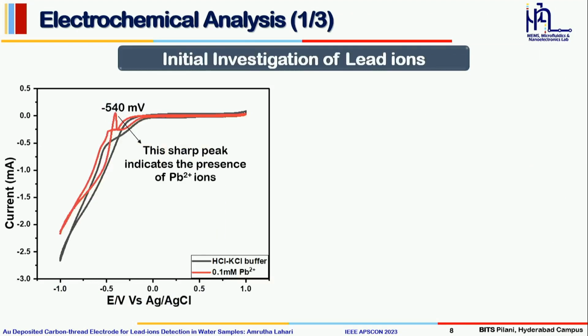For the initial investigation of lead ions, the first technique we performed was cyclic voltammetry, where we took a larger concentration of lead to see whether the sensor is really able to sense lead. We took a 0.1 millimolar lead ion solution, and it showed a very specific peak at -540 millivolt.